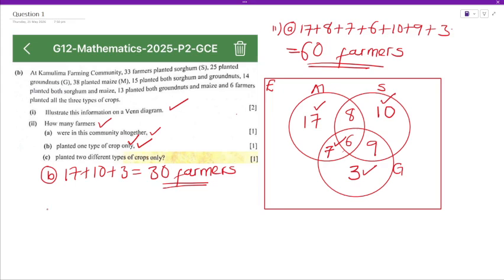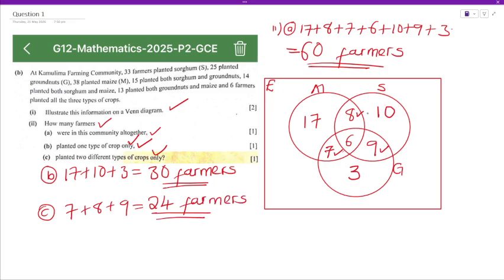Okay, we go to C. It says how many farmers planted two different types of crops only. Because of the word only, it simply means these are the ones we are going to capture. So I have the 7 there, 9 and 8. So 7 plus 8 plus 9 equals 24 farmers. These are the guys who planted two types of crops only.